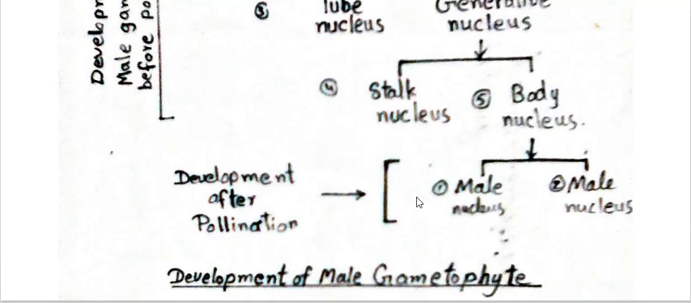Then further development of the male gametophyte occurs when this pollen grain reaches the female gametophyte, and when it reaches the pollen chamber, then the pollen tube is produced, and the body nucleus divides to form two nuclei, which are known as the male nuclei. And then the tube nucleus and these two male nuclei first enter into the pollen tube, and this is the development of the male gametophyte which occurs after pollination.